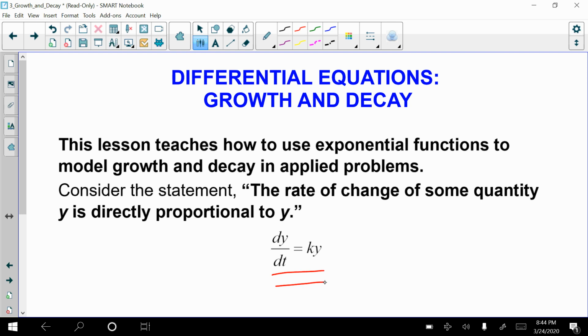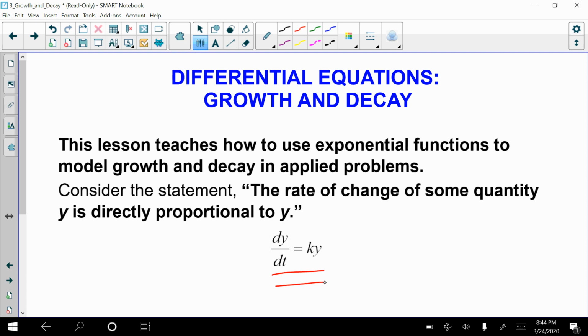On the left side of the equal sign, we have the derivative of y with respect to t. So t would be considered our independent variable, whatever it is, typically time, and y is going to represent any number of outcomes, whether it is a population, money, or some other thing that we happen to be talking about in context of a problem.